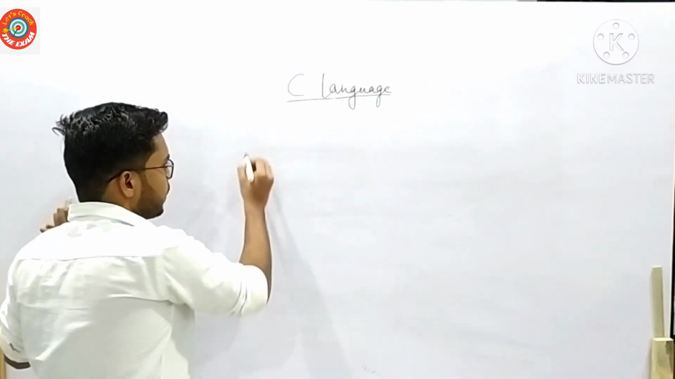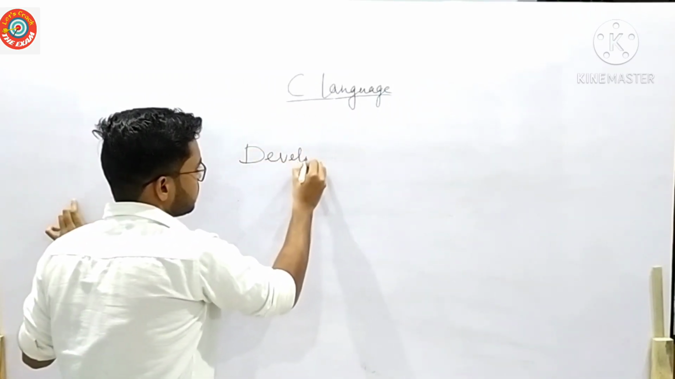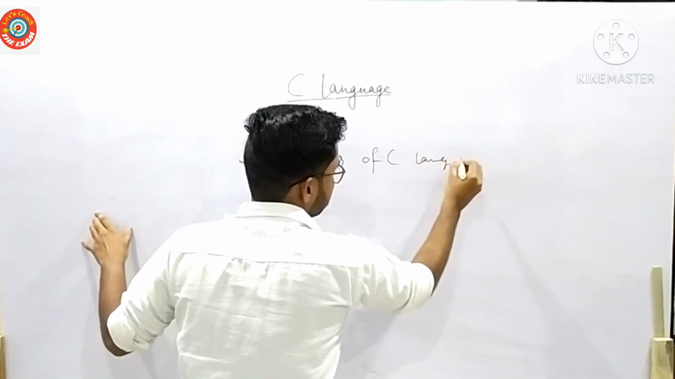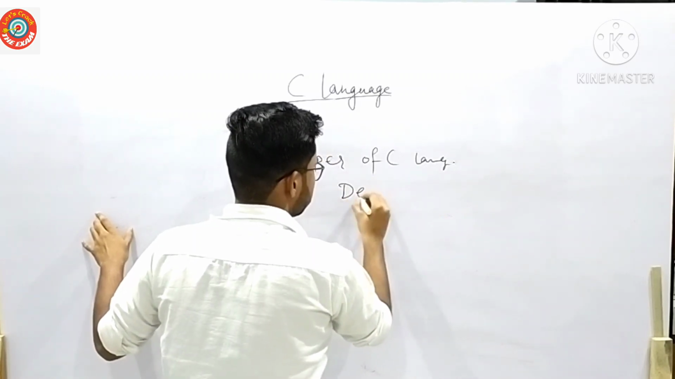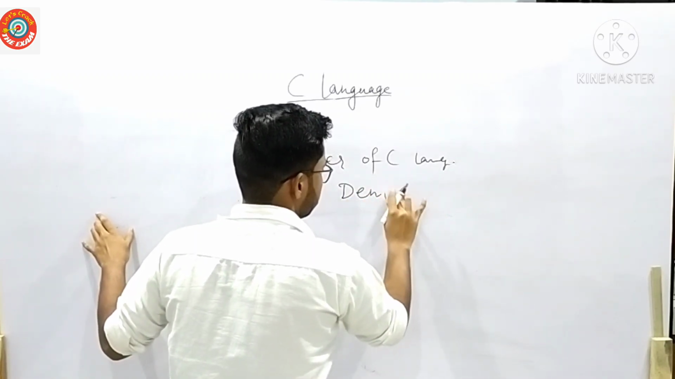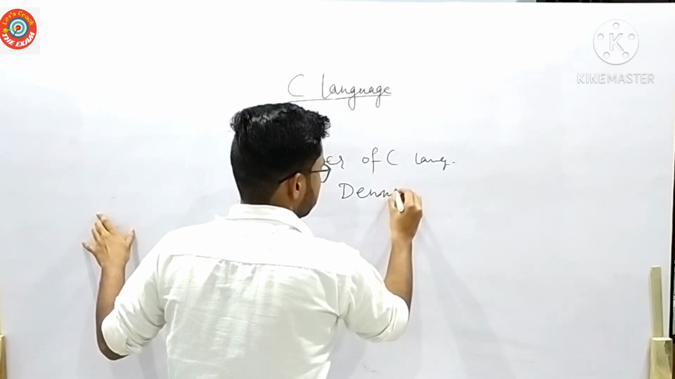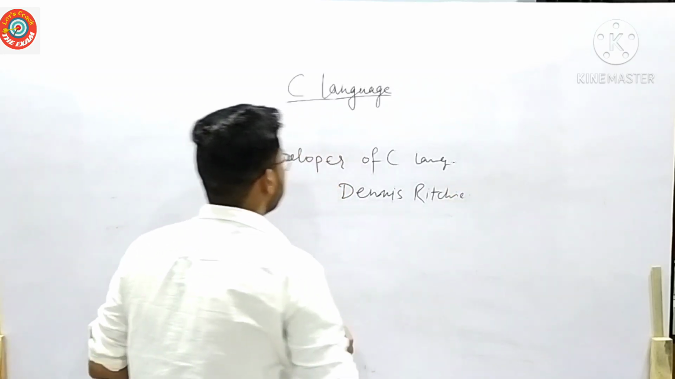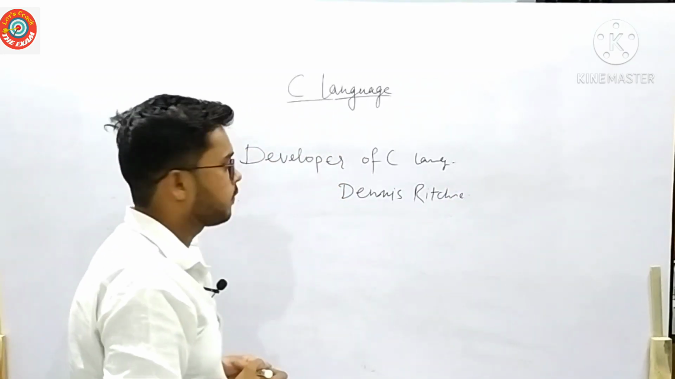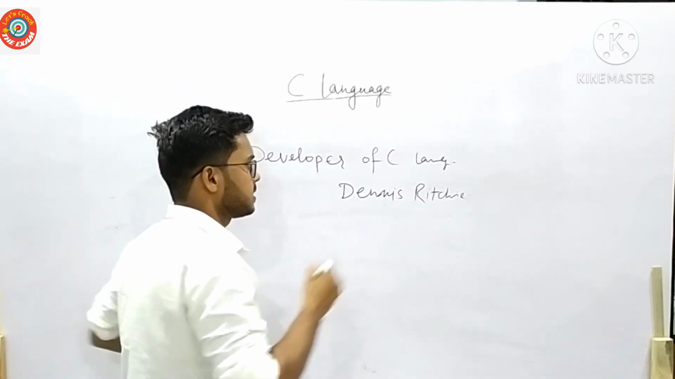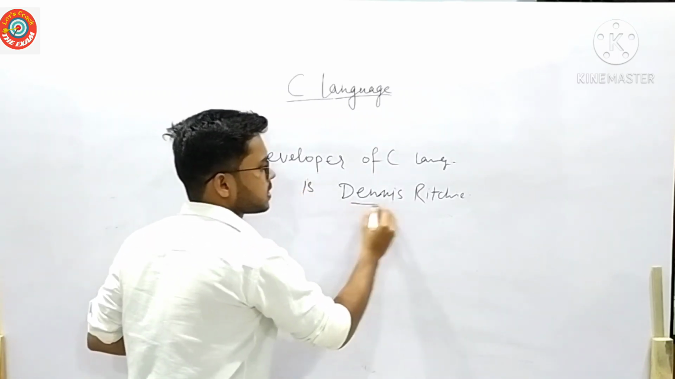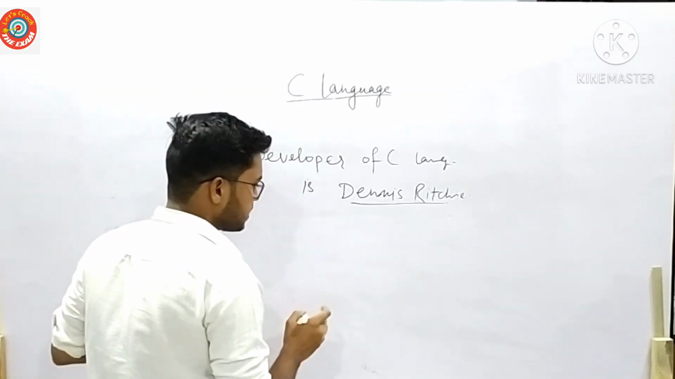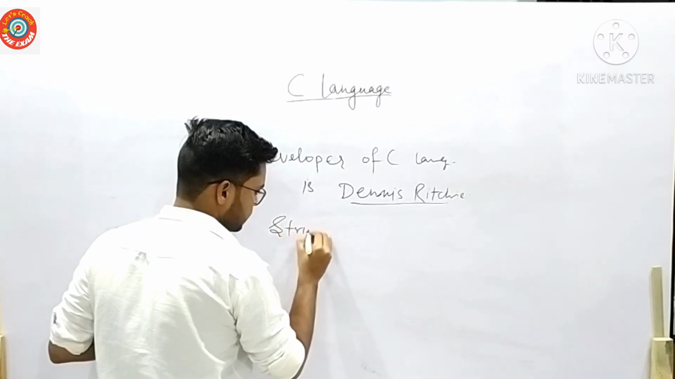So, the developer of C language is Dennis Ritchie. Okay, the developer of C language is Dennis Ritchie. You just have to remember the name. Okay. Second, C is a structured programming language.